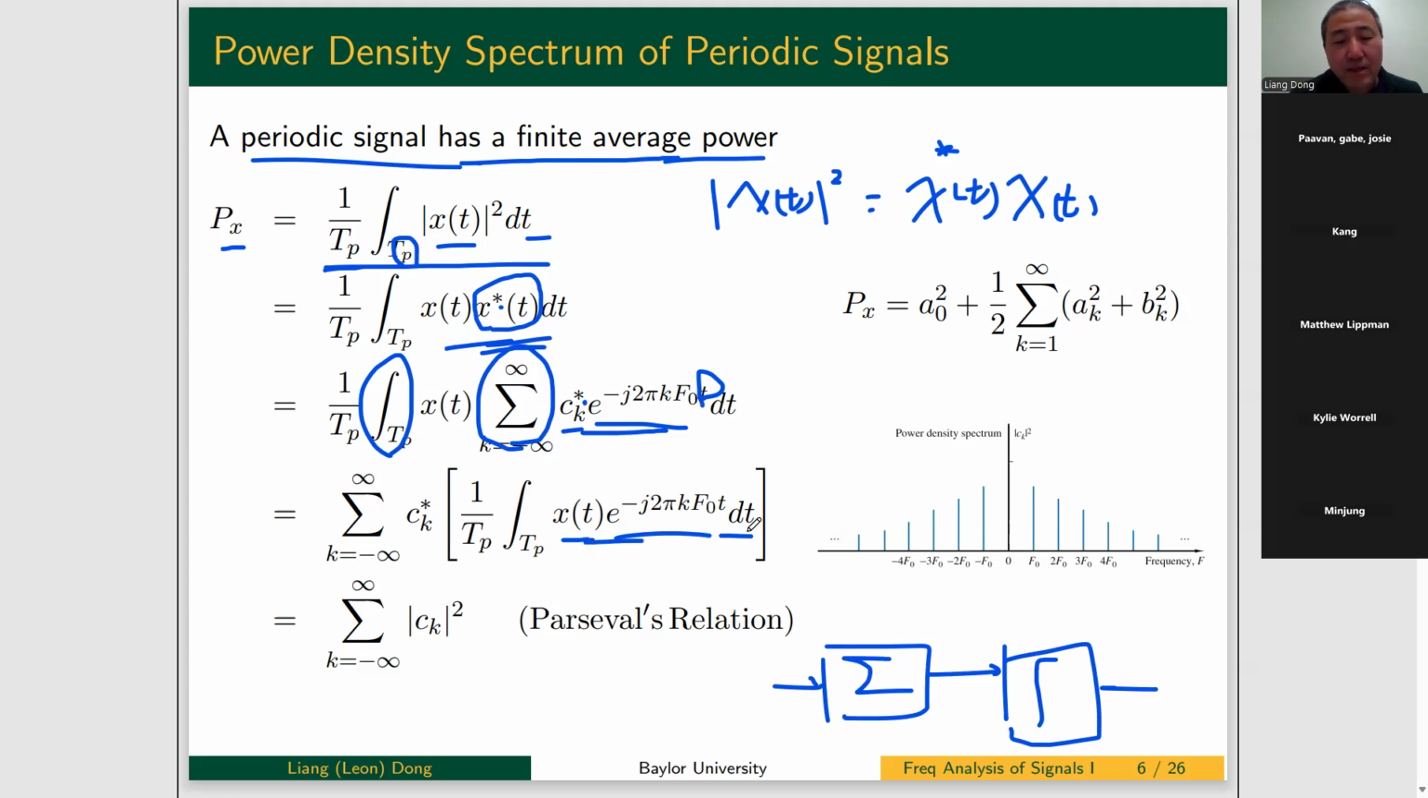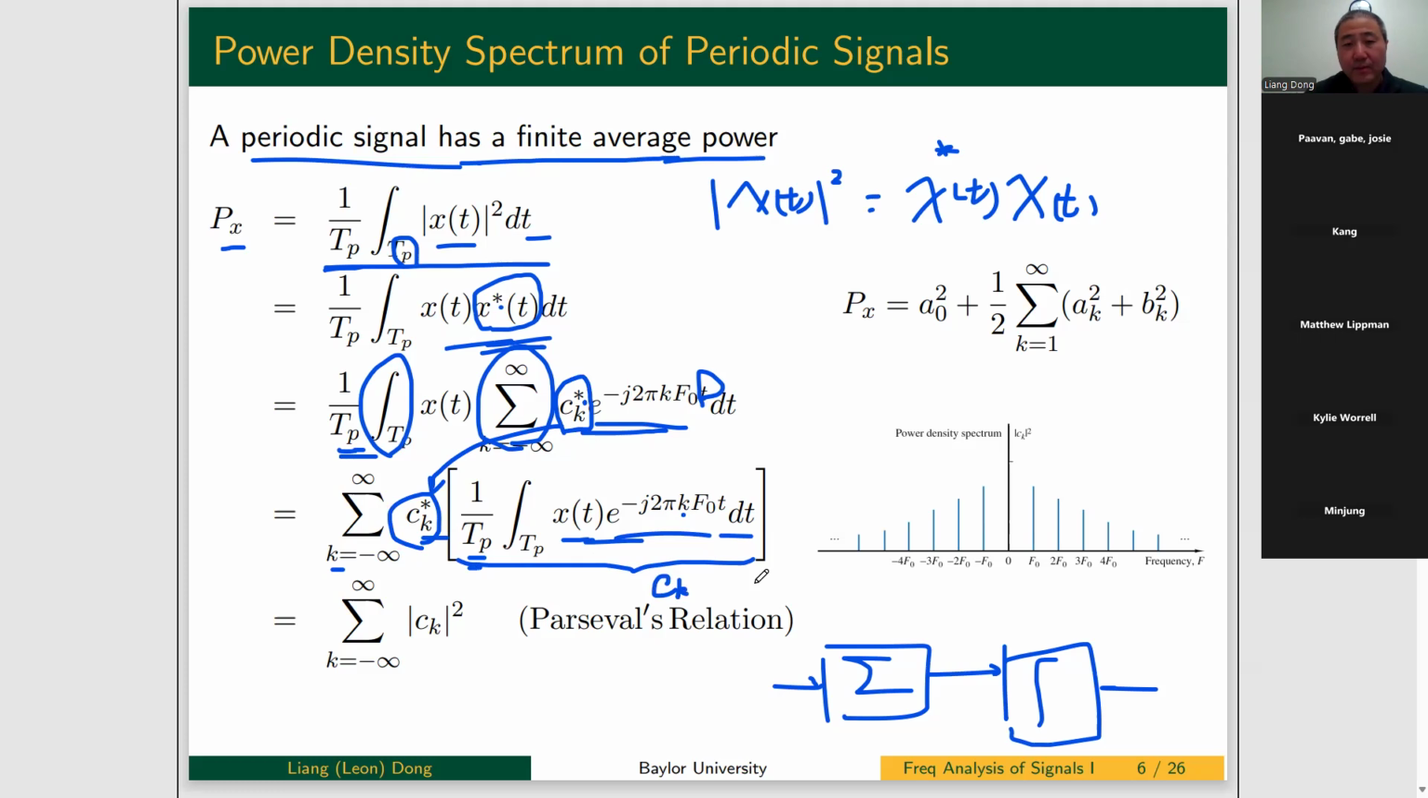Once I do this integration, the result has nothing to do with t again. And 1 over T_p is a constant, so it doesn't matter. I can put this inside here and make this entire thing my bracket. C sub k has nothing to do with t, so I pull it out of my integration. Then I sum over k, because this is a k here and that's a k here. So I exchange the order of these two linear operations. And if you look at this bracket, that's very nice. This is my previous example of calculating C sub k.